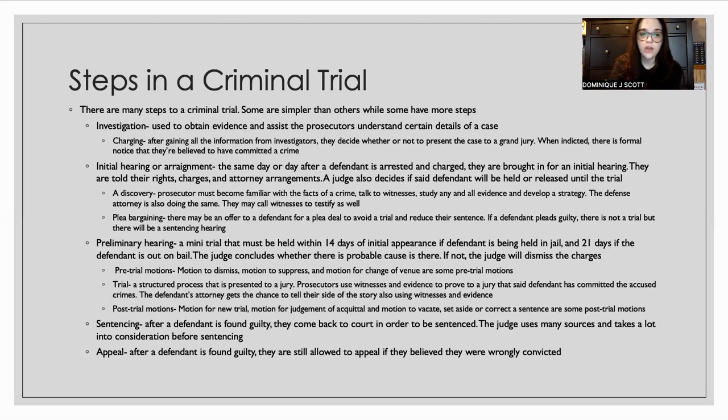Post-trial motions. There are motions for a new trial, motion for judgment of acquittal, and motion to vacate, set aside, or correct a sentence. Sentencing: after a defendant is found guilty, they come back to court in order to be sentenced. The judge uses many sources and takes a lot into consideration before sentencing. An appeal: after a defendant is found guilty, they're still allowed to appeal if they believe that they were wrongly convicted.